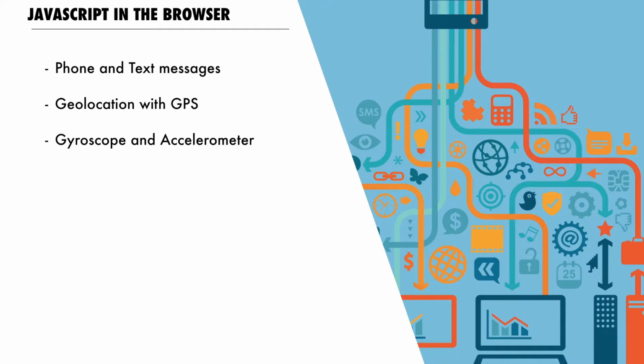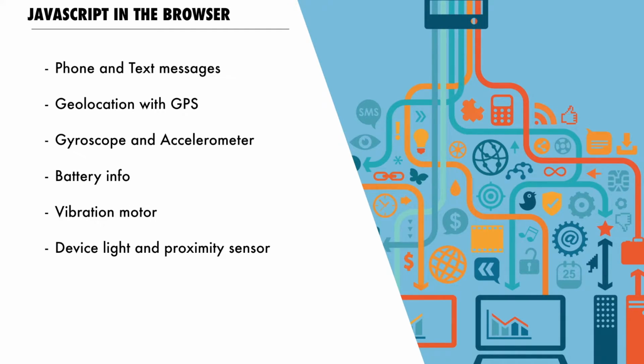The gyroscope and the accelerometer, these are the sensors your mobile device uses to determine the rotation and speed acceleration of your device. So you can use that in the website. You have access from JavaScript to the battery info, how much the device is charged. You can send controls to the vibration motor inside the device for enhanced notifications, for example. And you can also access the device light and proximity sensor.